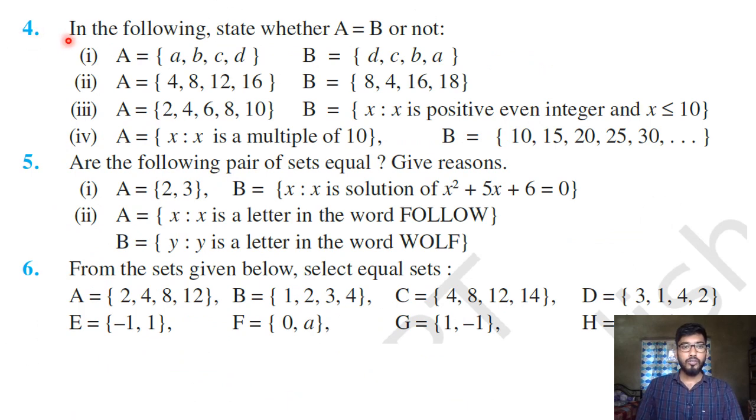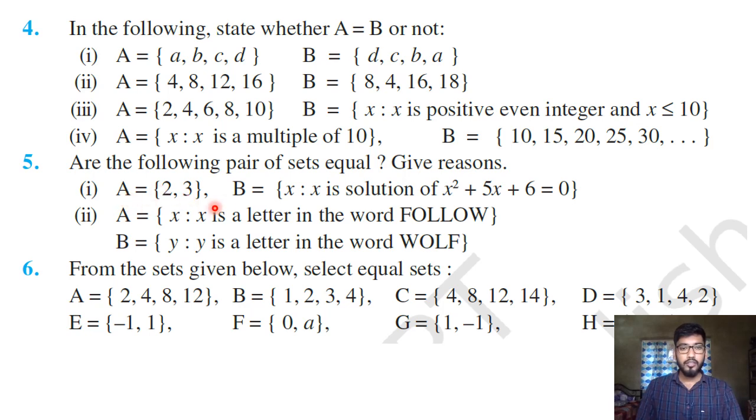Next, question number 4, in the following state whether A equal B or not. So we have to check whether they are equal or not. A equal a, b, c, d, and here d, c, b, a, the elements are exactly the same. So A equal B will be true. Similarly, try one yourself. Are the following pair of sets equal? Give reason. So we have to see whether they are equal or not.